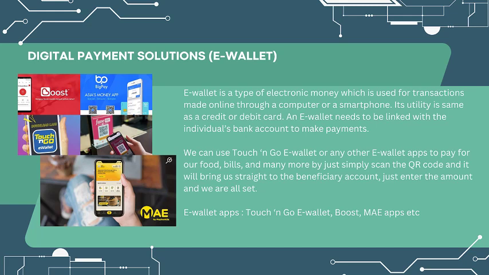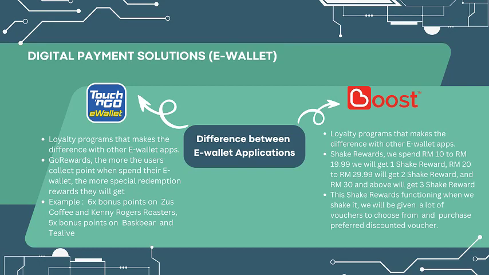As all of us know, the e-wallet applications available in Malaysia mostly have the same function. For example, we can scan the QR code to make payment, we can make payment for our bills, we can top up our mobile data, and we can link our bank account to the e-wallet applications. Mostly they have the same function, but the thing that makes the difference between the e-wallet applications available in Malaysia is their loyalty program.